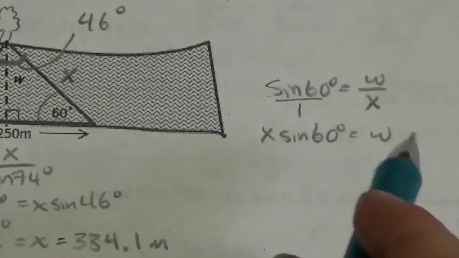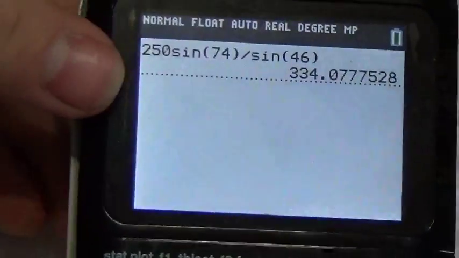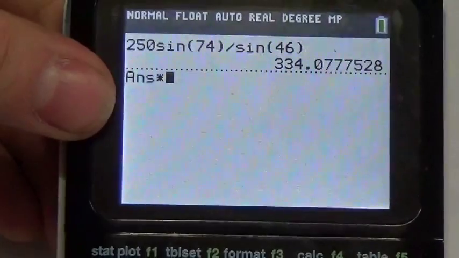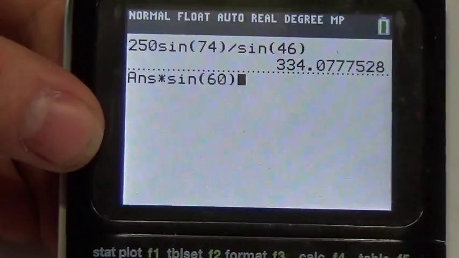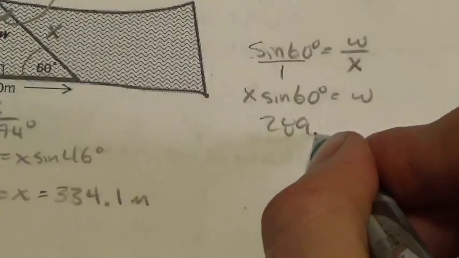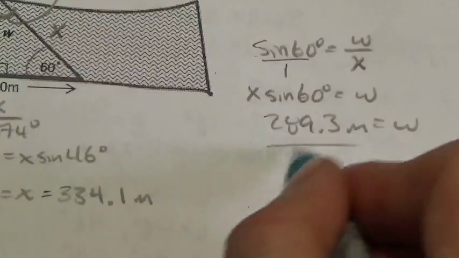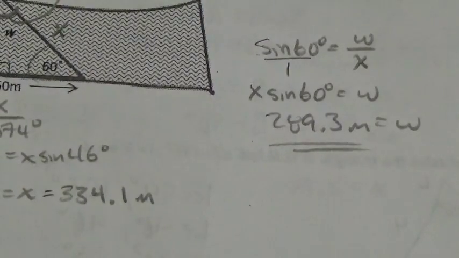Now I'm looking for w. I know what x is. It's sitting on my calculator. So all I have to do with this x is multiply it by the sine of 60 degrees. And I get that w, or the width of the river, was 209.3 meters. That's the number that we were looking for.